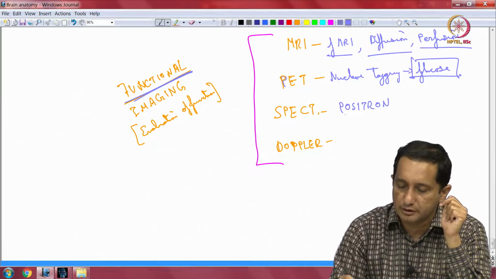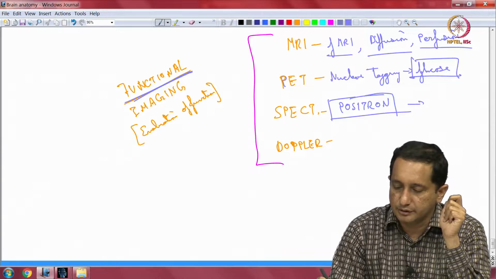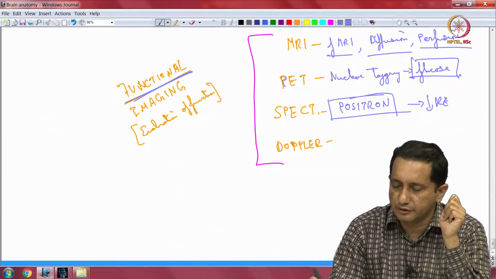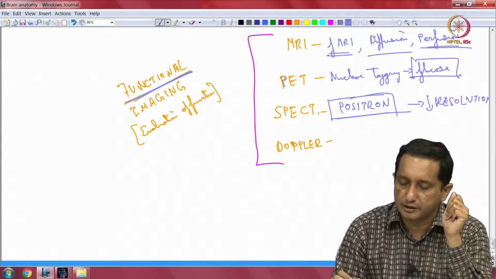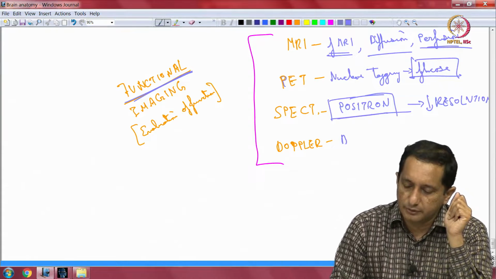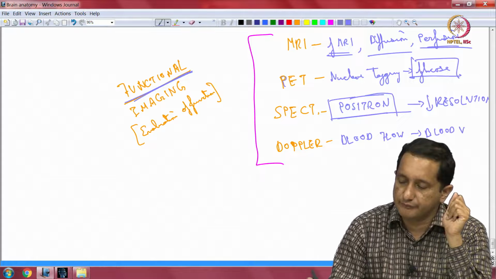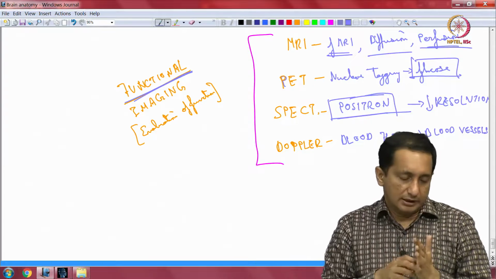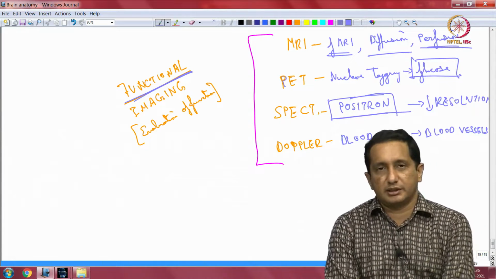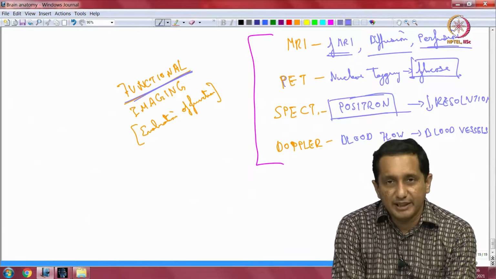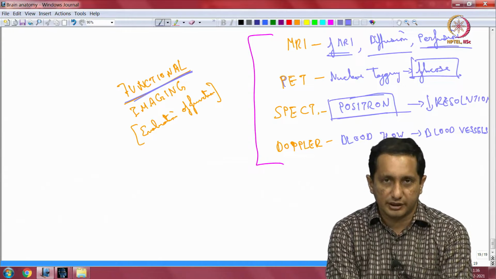Single photon emission tomography is again based on photon detection, and you do get low resolution tomographic images. It sort of reflects perfusion, as do fMRI and this one. Doppler gives you only blood flow in blood vessels. So these are methods by which you interrogate the brain. This is a very brief summary of the stuff which happens on the imaging side. Many of you would be interested in this topic, for which reason I thought I should introduce a capsule.